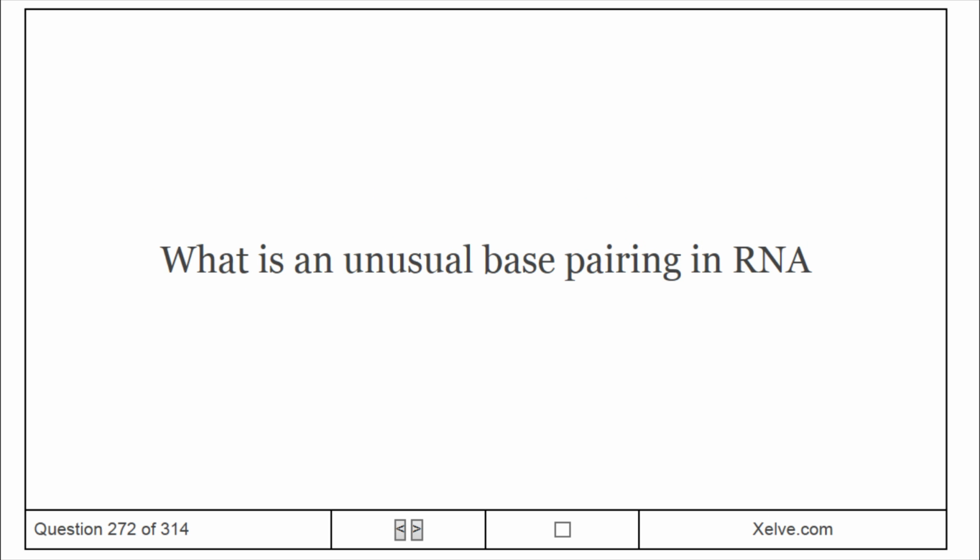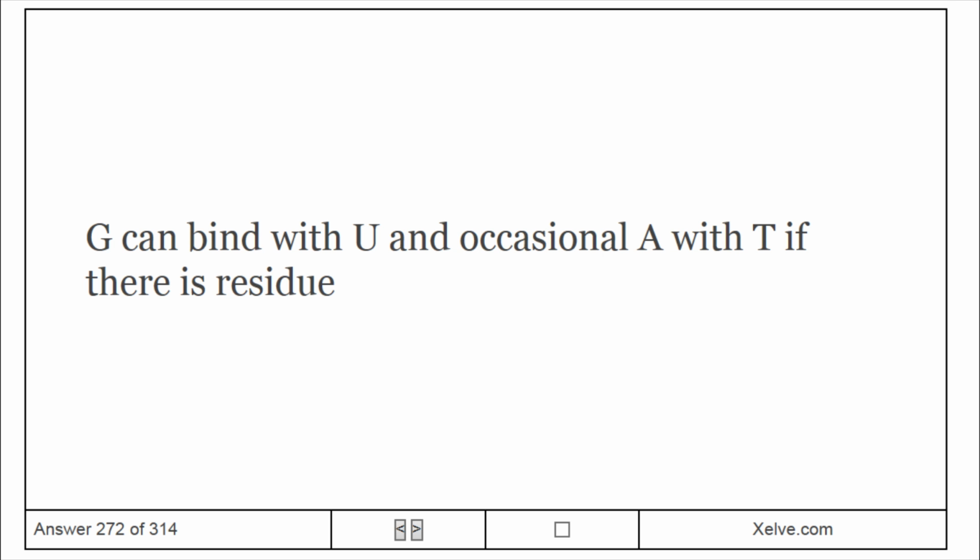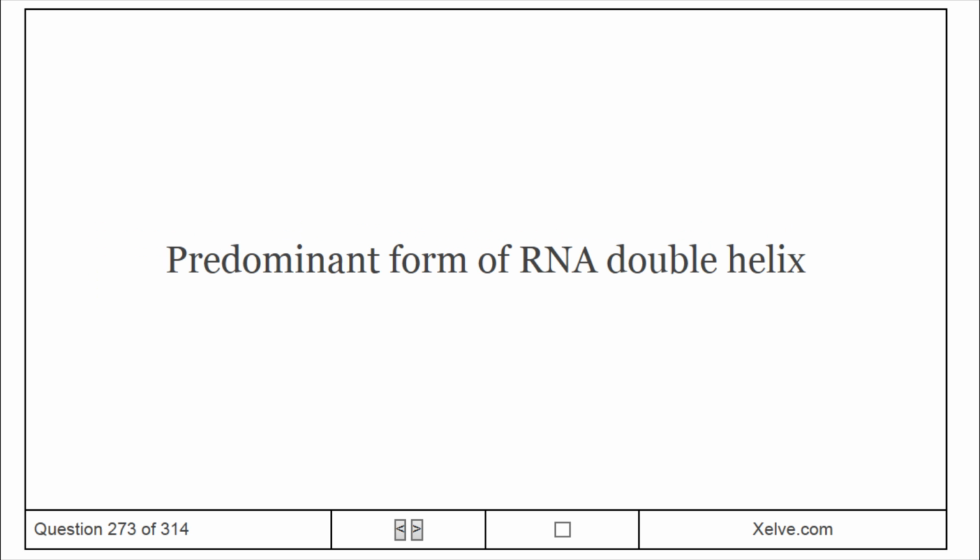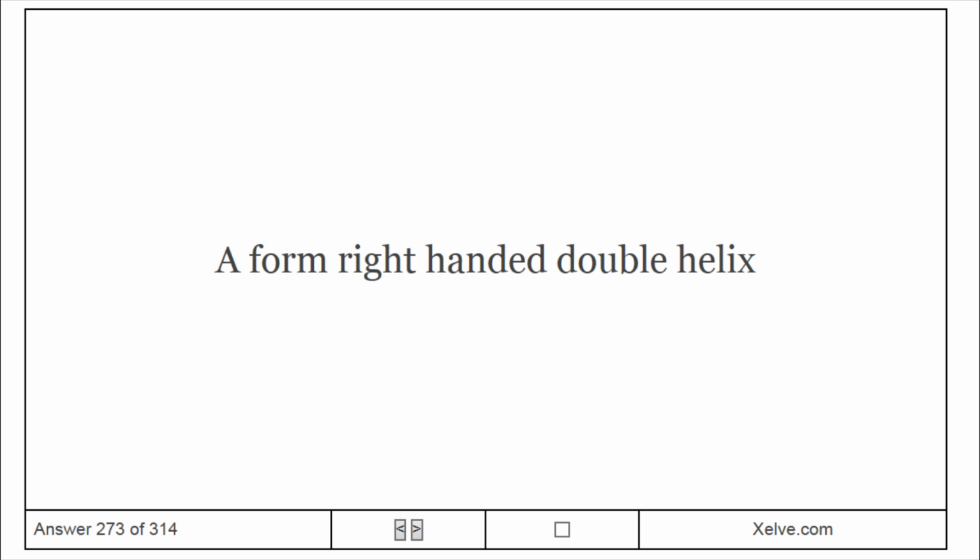What is an unusual base pairing in RNA? G combined with U and occasional A with T if there is residue. Predominant form of RNA double helix: A form, right-handed double helix.